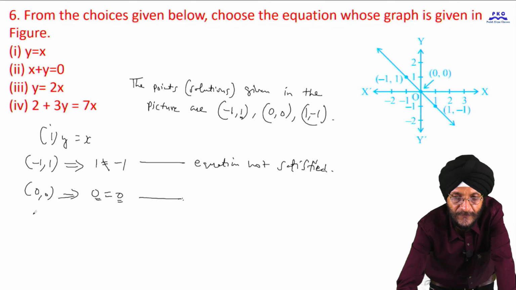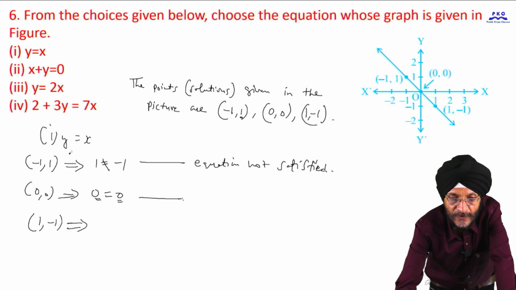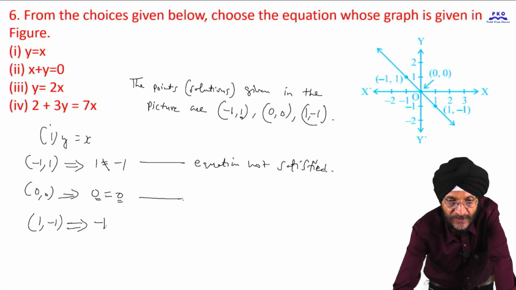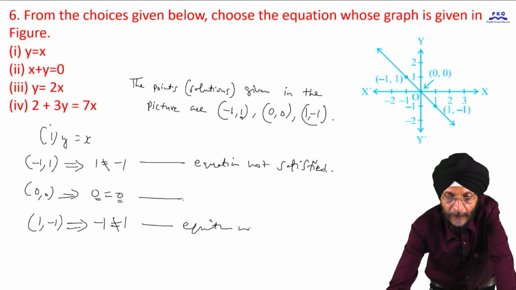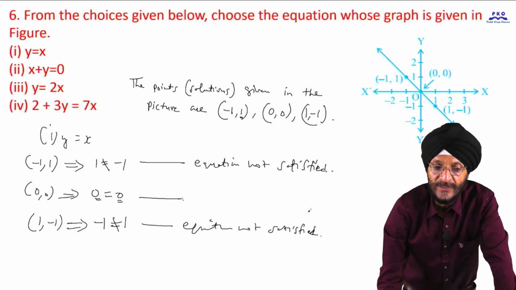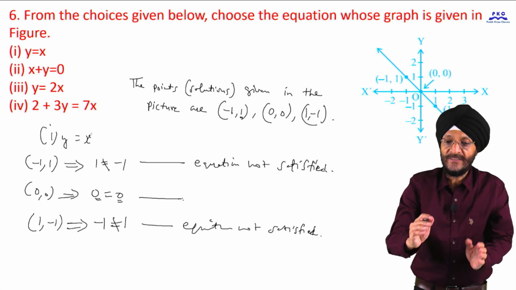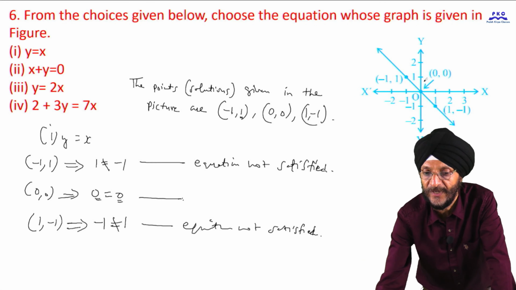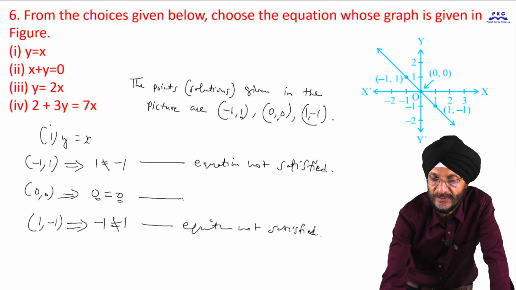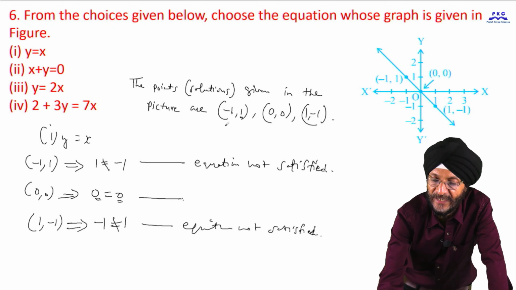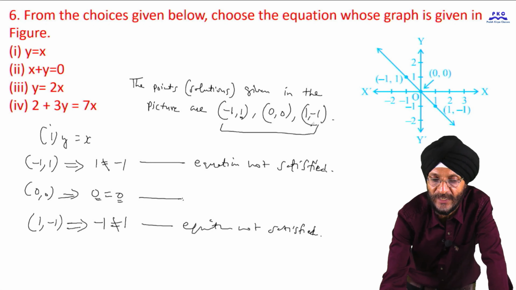Now the next point, (1, -1). What is the value of y? -1. What is the value of x? It is 1. 1 is not equal to -1. Equation not satisfied. We have to find out only that equation or that scenario in which all these 3 scenarios are fully satisfied. So here only one solution satisfies the equation. We have to find only that equation where all these 3 solutions are satisfied.